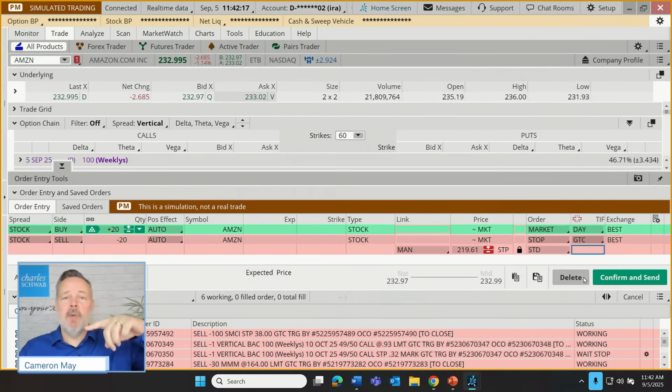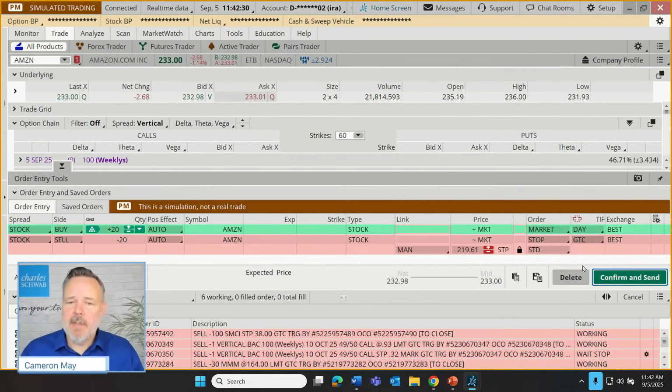But our hope here is the stock continues higher. And if we get a subsequent bearish crossover of price falling below that 20-period moving average, that's when we'll take our exit. So that's where we'd hopefully take some profit. Let's click confirm and send.